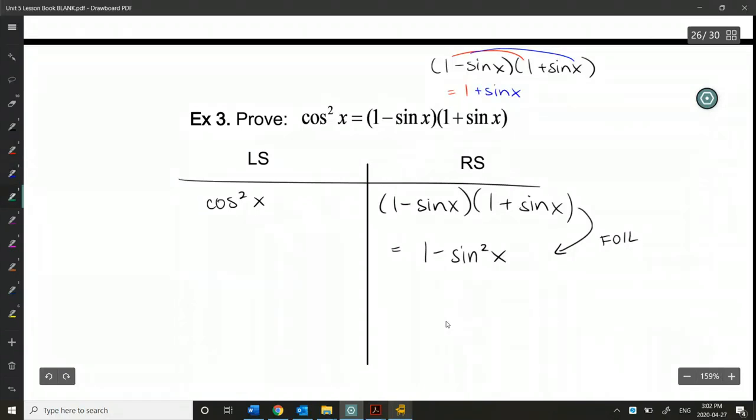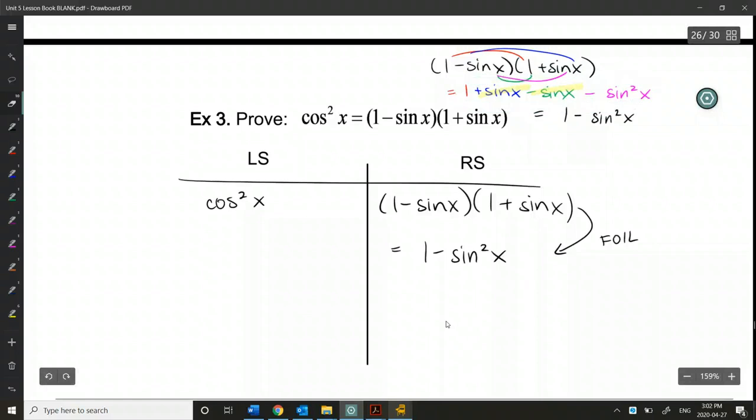Outsides, 1 times sine is just sine. Insides, negative sine times 1 is negative sine. And lasts, sine x times sine x is sine squared x. And it's a negative times a positive, so it's negative. This is a plus, this is a minus. Those cancel each other out. That's equal to 0. And we're left with 1 minus sine squared x.